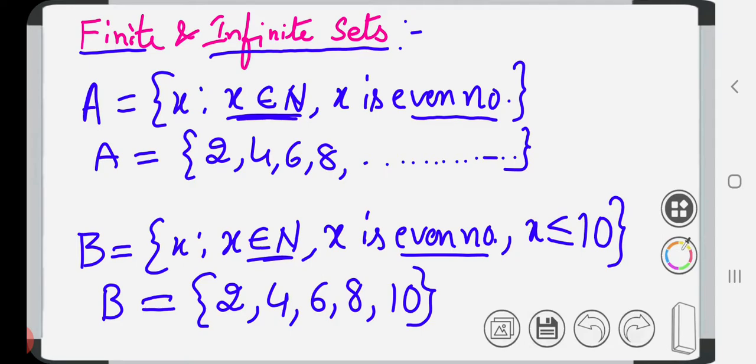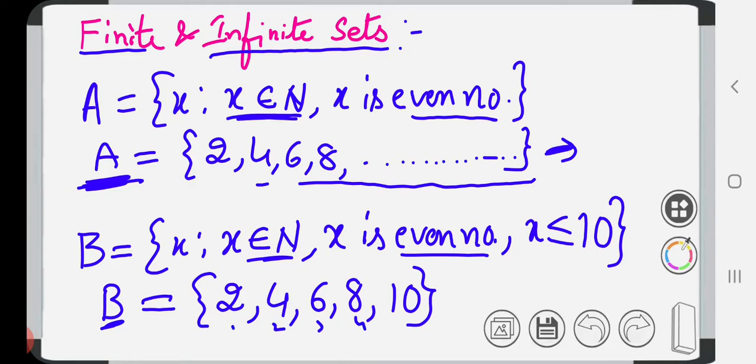Now just tell me, how many elements are there in set A? Can we say a finite number? No, because there are unlimited elements in set A. And consider B. How many elements are there in B? If you count 1, 2, 3, 4, 5, there are 5 elements in B. If it is possible to express the number of elements of a set with a whole number, that may be 0, 1, 2, 3, 4 like that, here the number of elements in B is equal to 5.